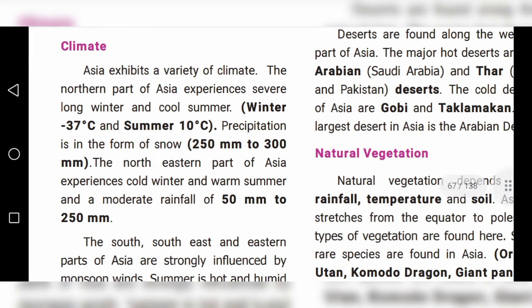Climate. Asia exhibits a variety of climates. The northern part of Asia experiences severe long winters and cool summers, and the precipitation is in the form of snow. Okay, next one, a moderate rainfall of 50 millimeters to 250 millimeters.